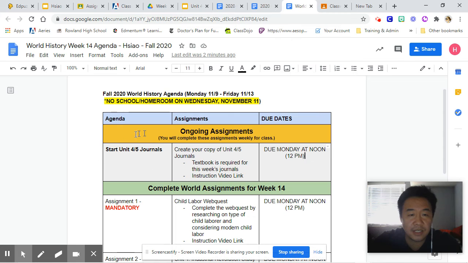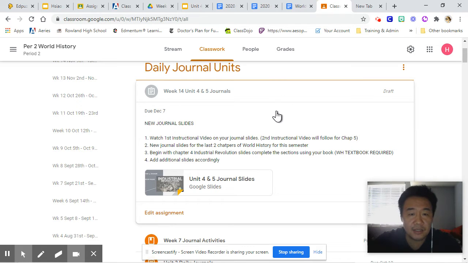This is the start of our unit 4 and 5 journals, and let's go to our assignment. It's going to be under our daily journal units. For Miss Ortega, it's probably going to be listed under a different heading, so make sure you pay attention to what heading that's going to be under. We're looking at the week 14, unit 4 and 5 journals. Let's go ahead and go to the slides themselves.